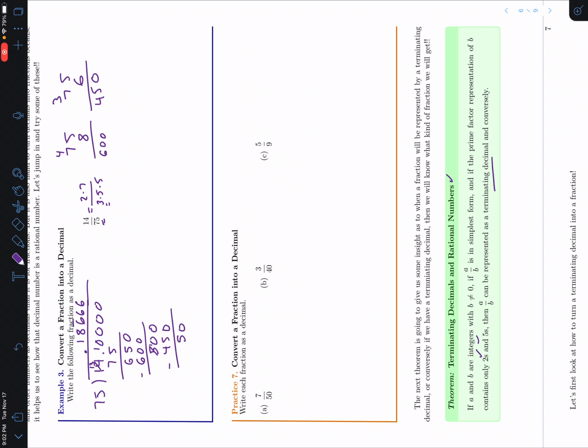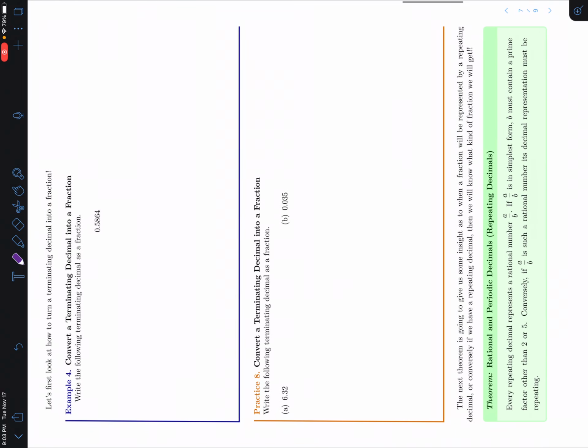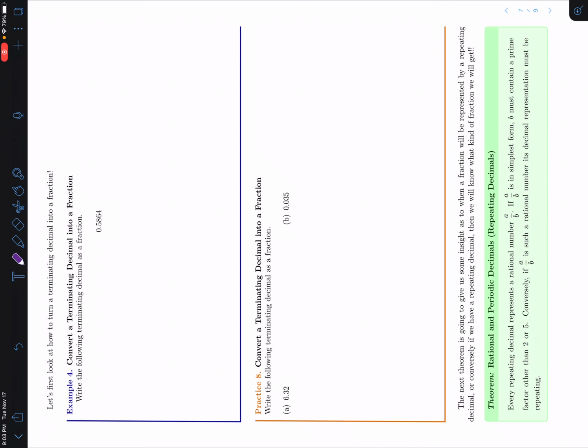So it's kind of neat to be able to look ahead of time and say, oh, okay, well, this should end or this won't end, just by looking at the denominator and trying to figure out what kind of prime factors are in the denominator. All right, so let's take a look at going the opposite way. How do we convert a terminating decimal into a fraction in this case?